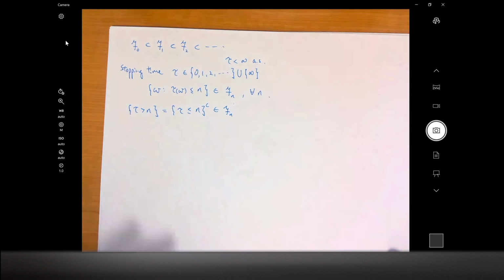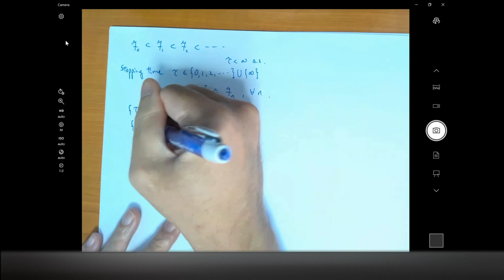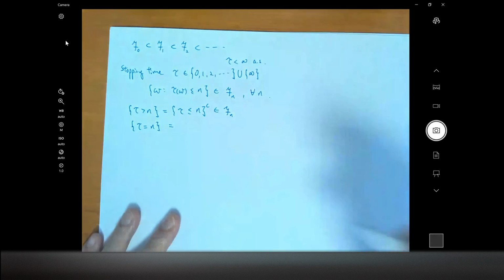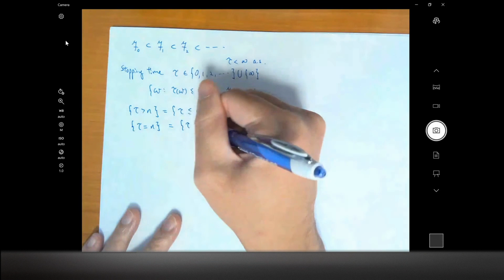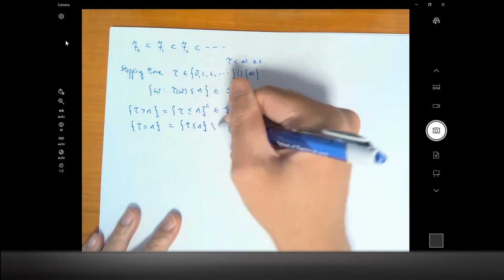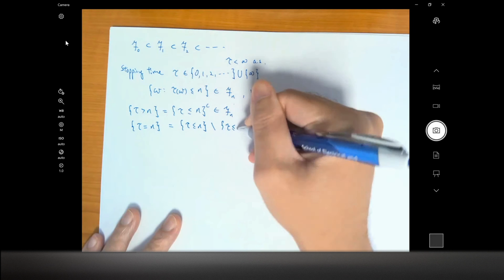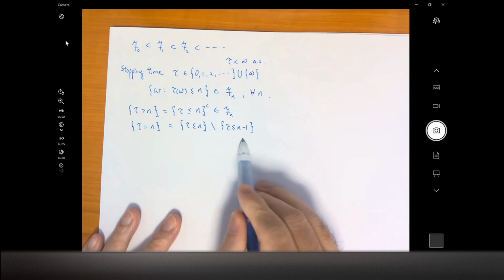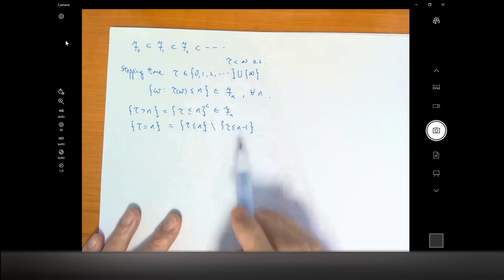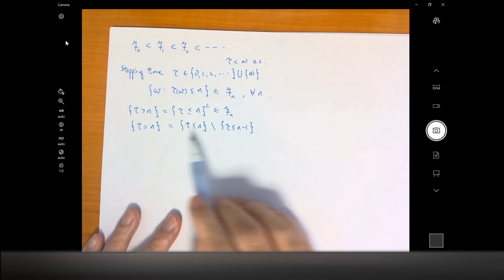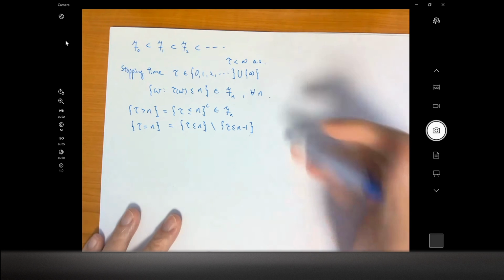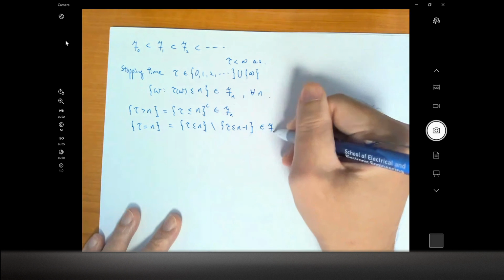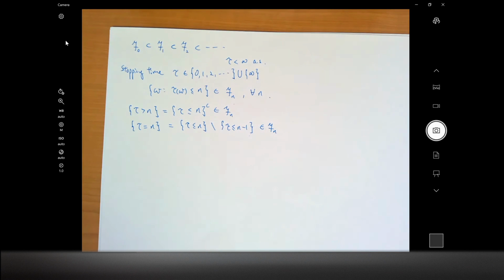And of course the set {tau = n} is nothing but {tau ≤ n} minus {tau ≤ n−1}. By definition, {tau ≤ n−1} belongs to Fn−1, but because this is a filtration, Fn−1 is inside Fn, so both of them belong to Fn. Since this is a sigma algebra, this set will belong to Fn as well.